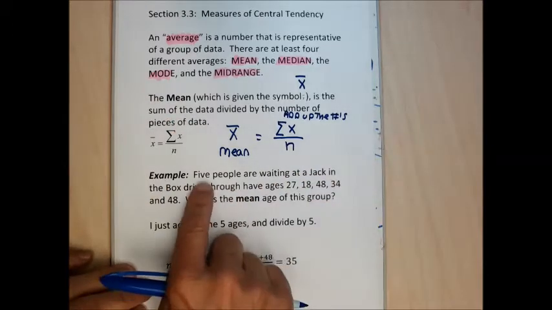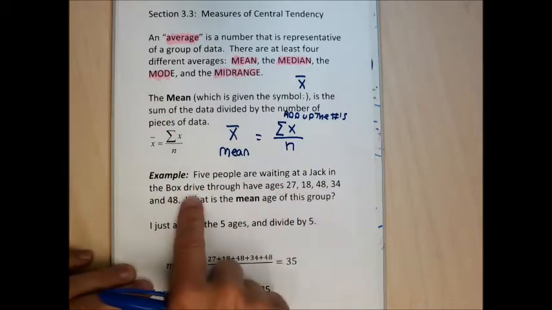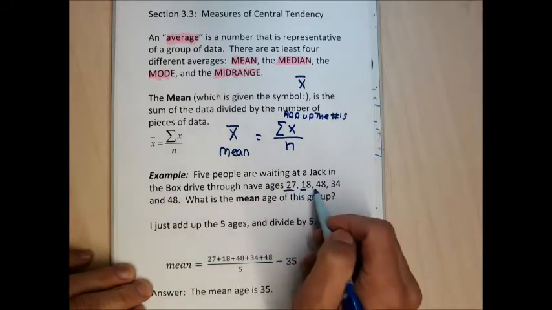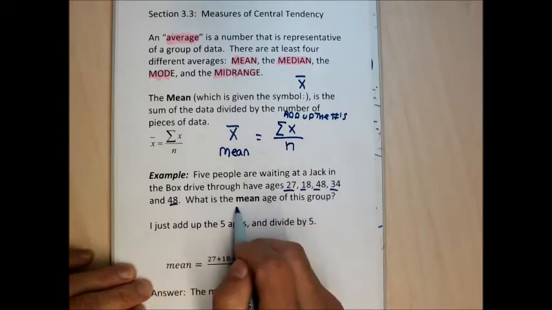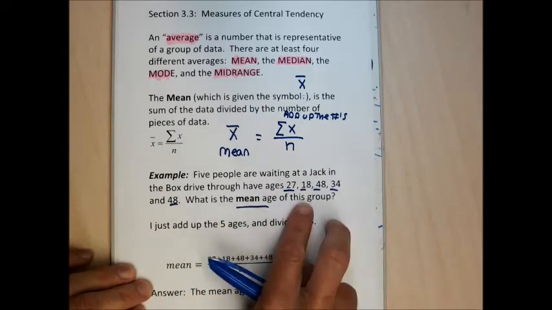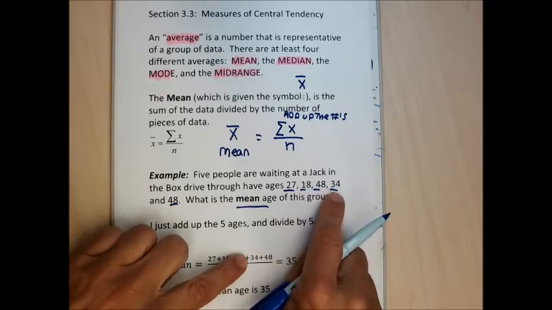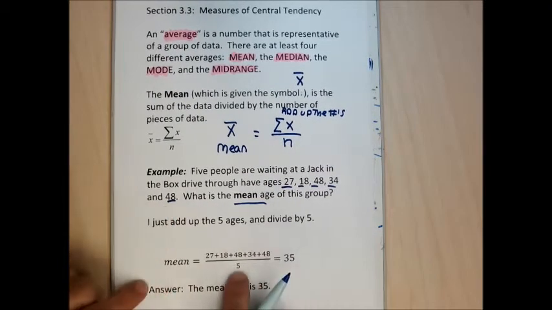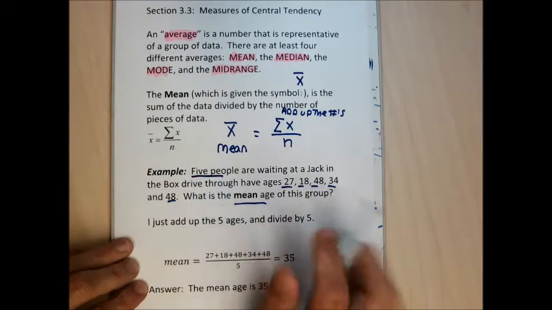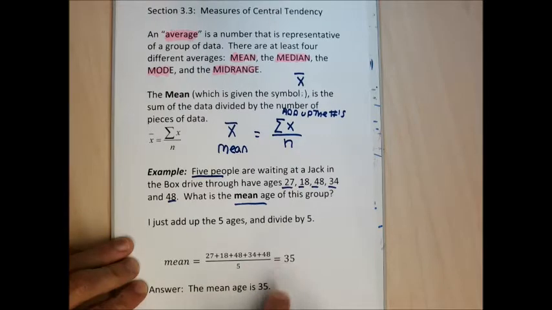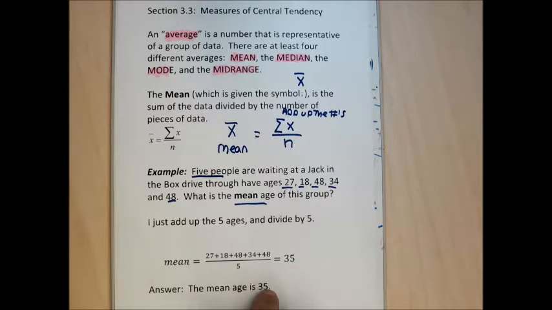So here's an example. 5 people waiting in line at a Jack-in-the-Box drive-through have the ages 27, 18, 48, 34, and 48. What is the mean age of this group? So I'm just going to add up the ages, 27 plus 18 plus 48 plus 34 plus 48, and divide by the number of people that were waiting, which is 5. So the mean: you add up the numbers, divide by the number of numbers that you added up, in this case 5. I did this all on my calculator to get a mean of 35.